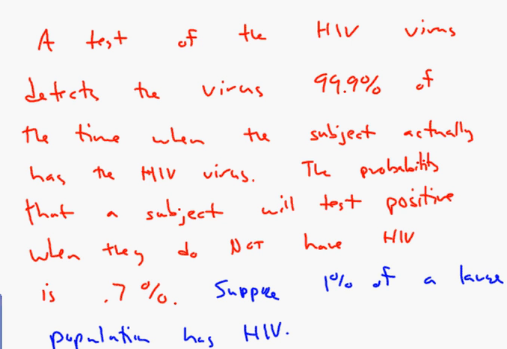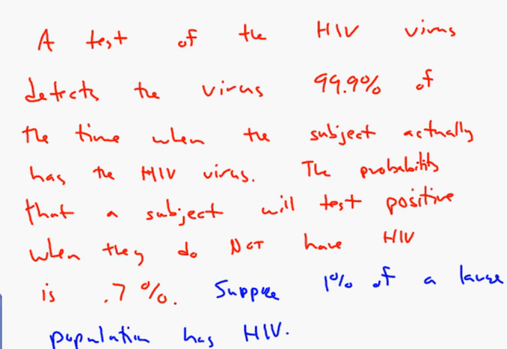What I mean is this is a test that tries to detect if the HIV virus is present in a subject. It detects the virus 99.9% of the time when the subject actually has the HIV virus. Sometimes that's referred to as the sensitivity of a test. What this really means is if someone walks into the office who happens to be carrying the HIV virus and they're tested, the test itself is 99.9% likely to say, yes, that person has HIV.